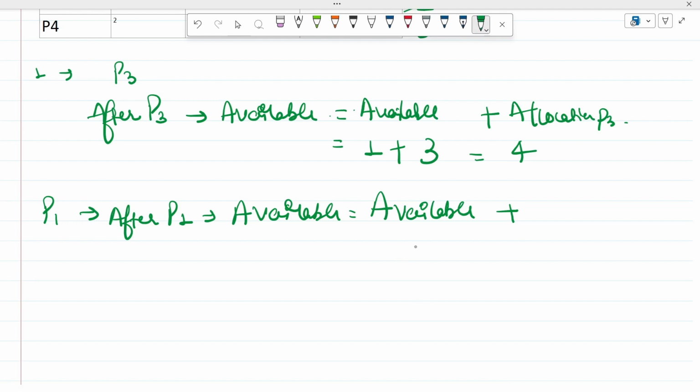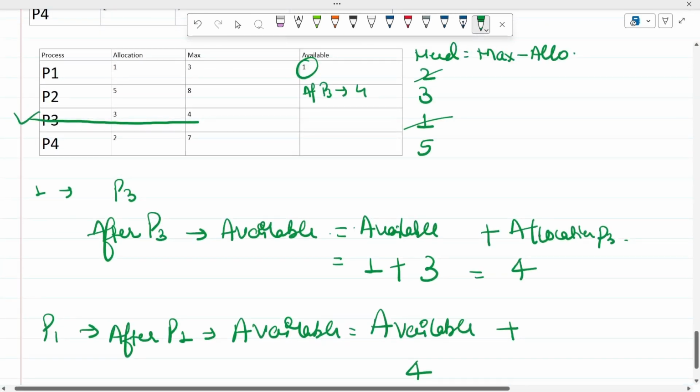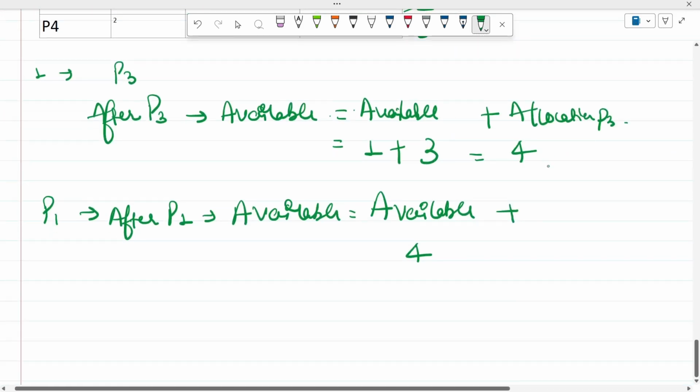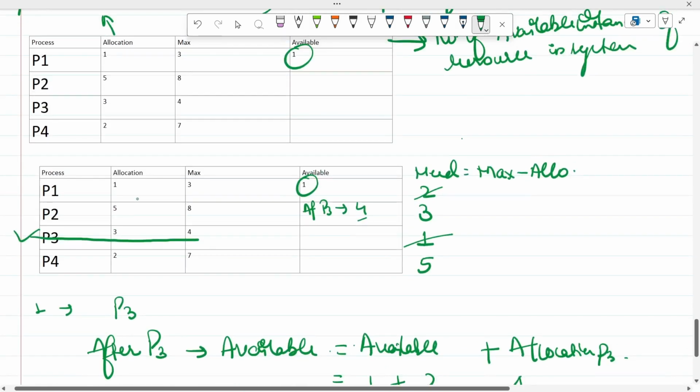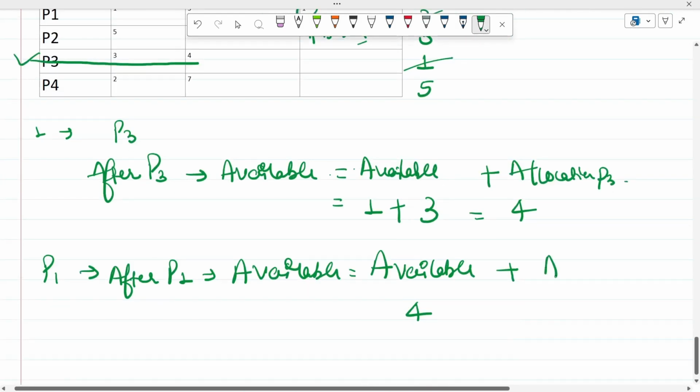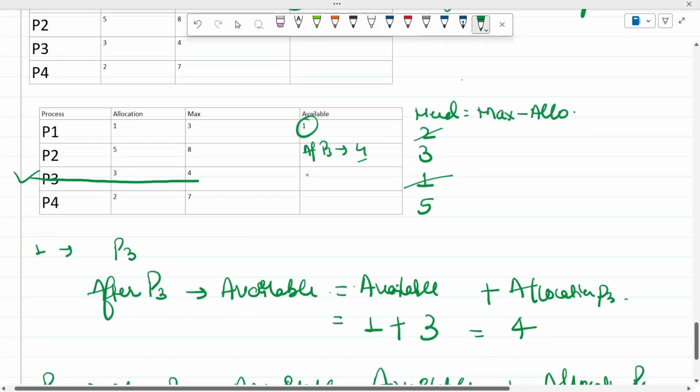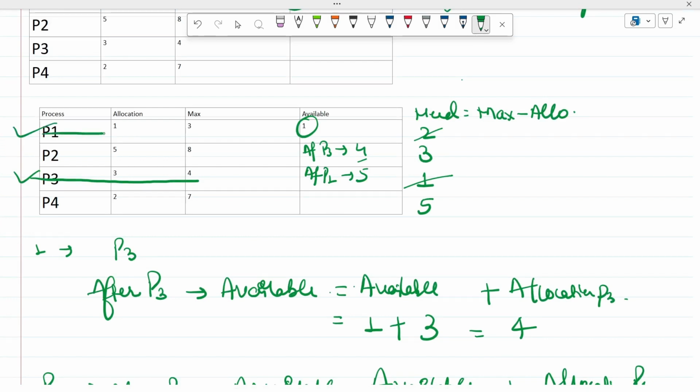The currently available one, we have 4 right now, and the allocation of P1. P1 is having 1. So 4 plus the allocation of P1, which is 1. So 4 plus 1, which is 5. Now after completion of P1, we have 5 resources available. Now P1 is also completed. We have 5 resource instances available to satisfy the other processes.